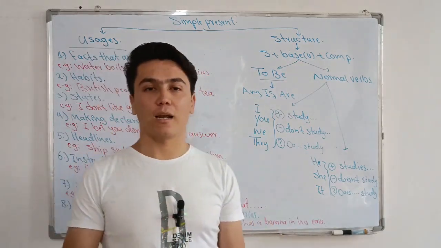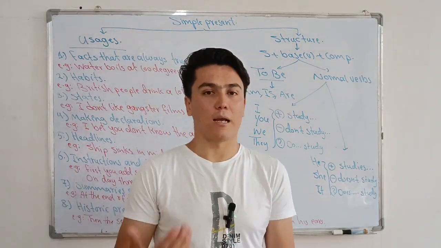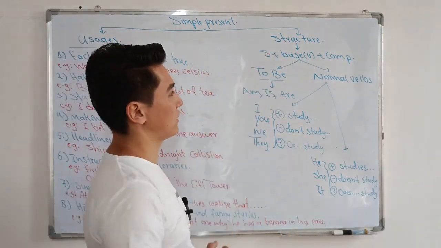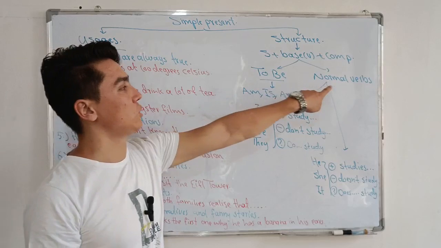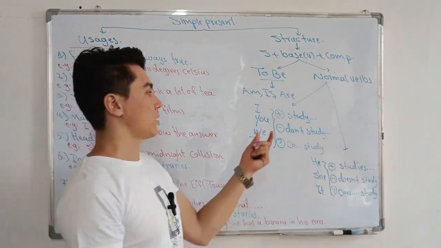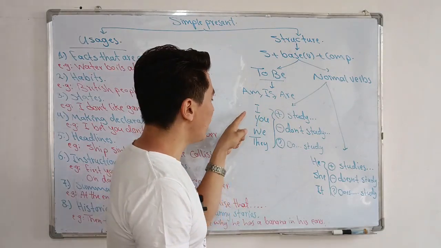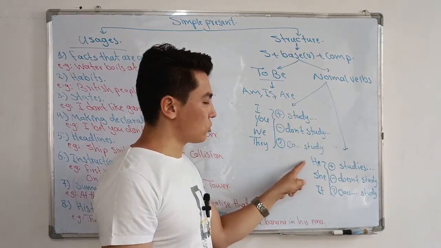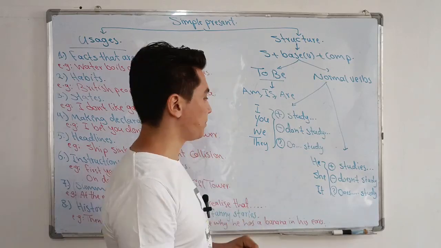They are in the class. They're outside. So they're examples of to be verbs. So they're all simple present tense. But besides, we have the normal verbs. These normal verbs can be divided into two groups: the structures with I, you, we, and they, and the structures with he, she, and it.